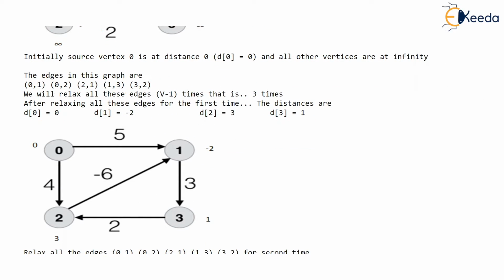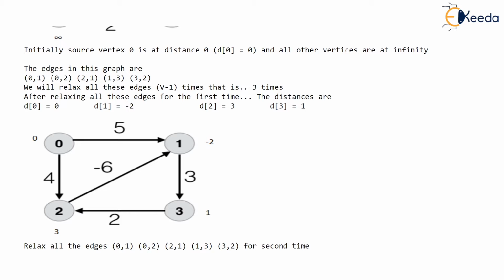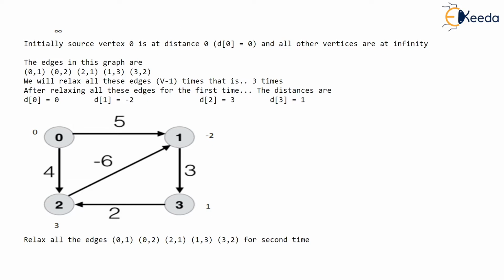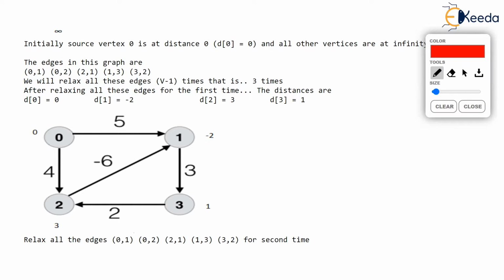But this was just the first cycle. And remember, we have to do this 3 times because there are 4 vertices. Let's now relax all the edges again with the new distances. Let's try to relax 0, 1. While relaxing this edge 0, 1, you will do 0 plus 5, which is 5. But the first vertex is already at distance minus 2, which is much lesser than 5. So you won't update the distance of the first vertex.